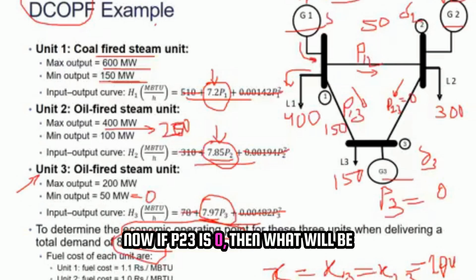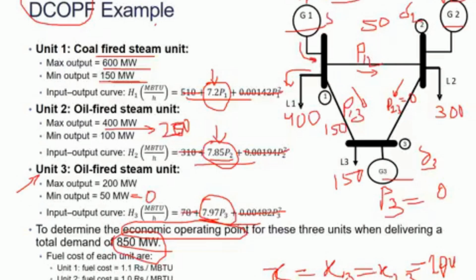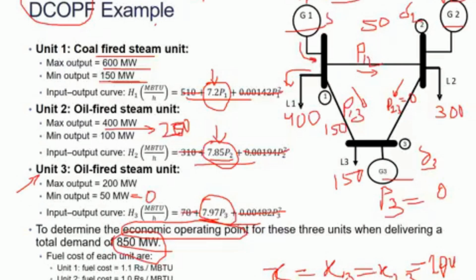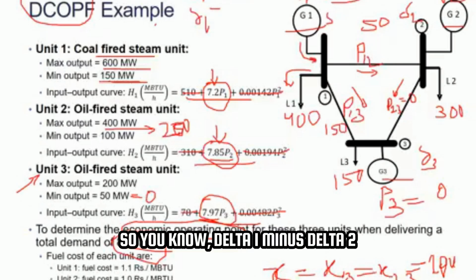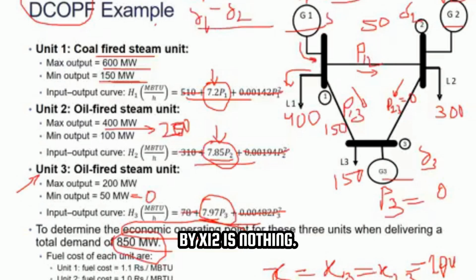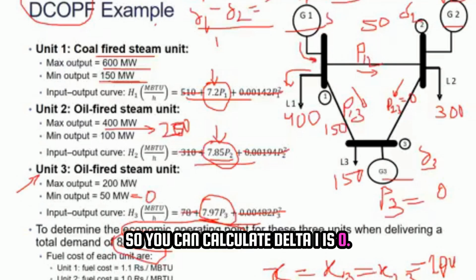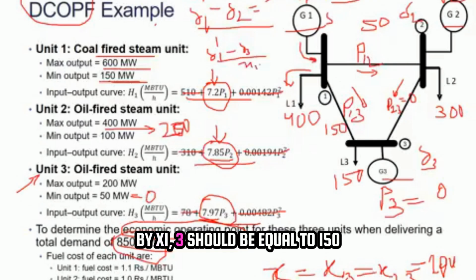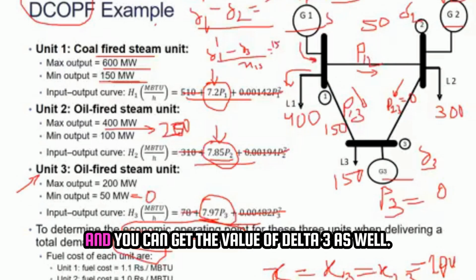Now if P23 is 0, then what will be the value of delta 2 and delta 3? We have assumed first bus as a slack bus, so delta 1 is going to be 0. So delta 1 minus delta 2 by x12, which is 1 per unit, is equal to 50. Since delta 1 is 0, you can calculate delta 2. Similarly, delta 1 minus delta 3 by x13 should be equal to 150, and you can get the value of delta 3 as well.